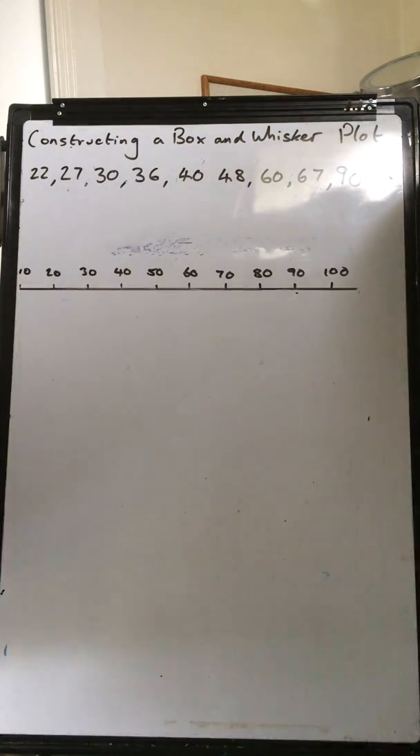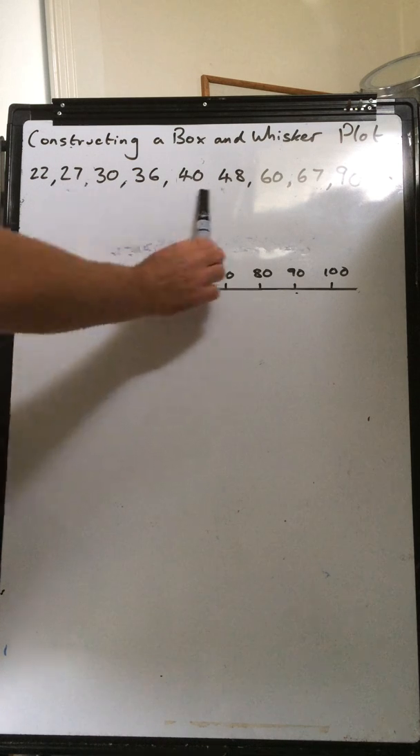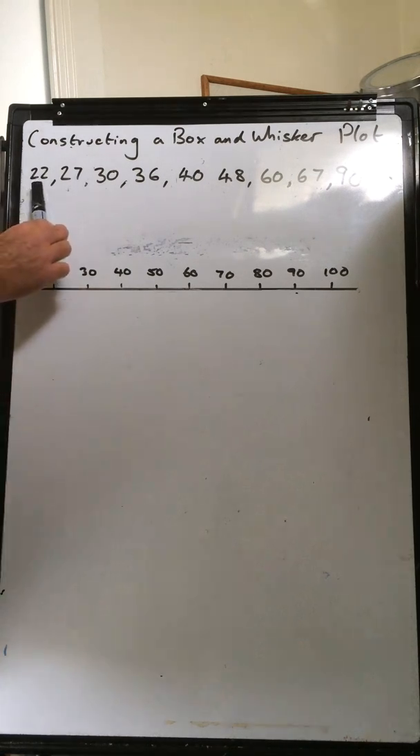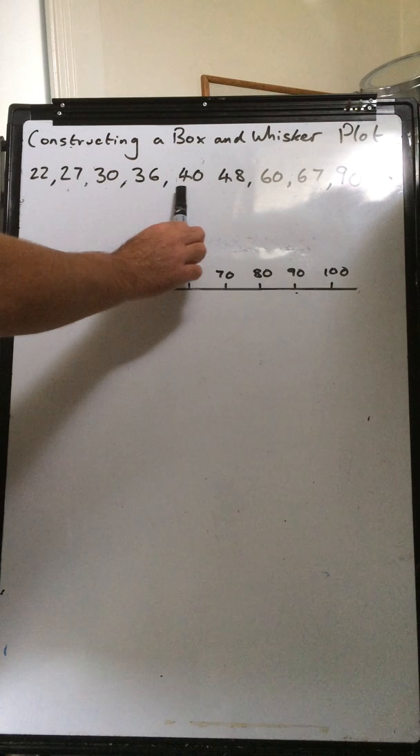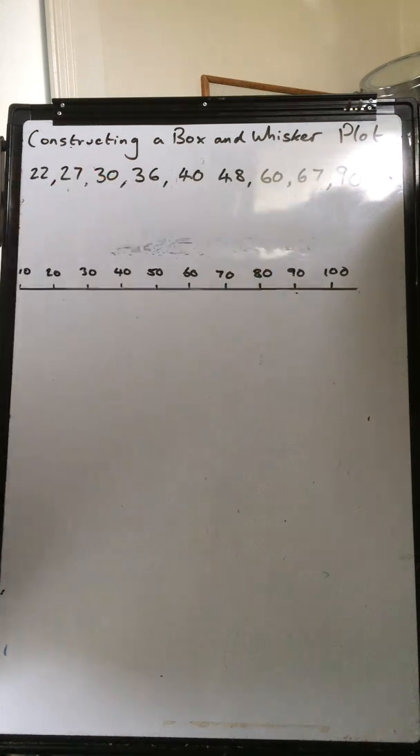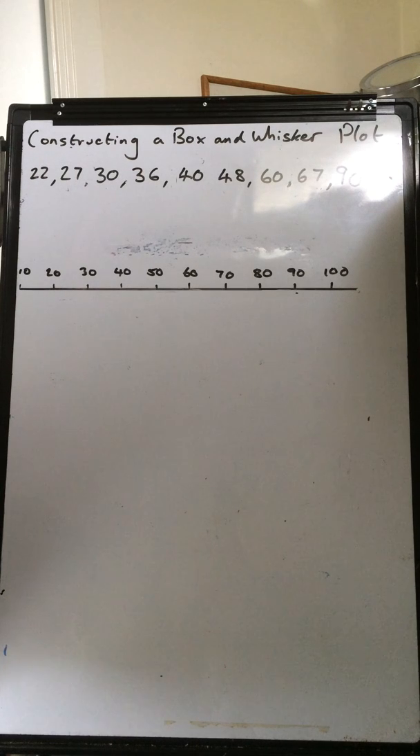Right, so what we're going to be doing is constructing a box and whisker plot from a range of data. You can see our data here is in ascending order. One of the things we have to be really careful of before we start using the data is that we put it in ascending order. When we get this, generally it won't be in ascending order, so you have to put it in ascending order before you start finding the median, the lower quartile and the upper quartile, etc.